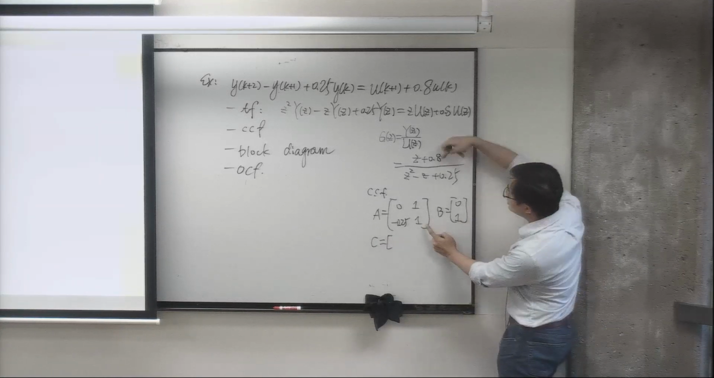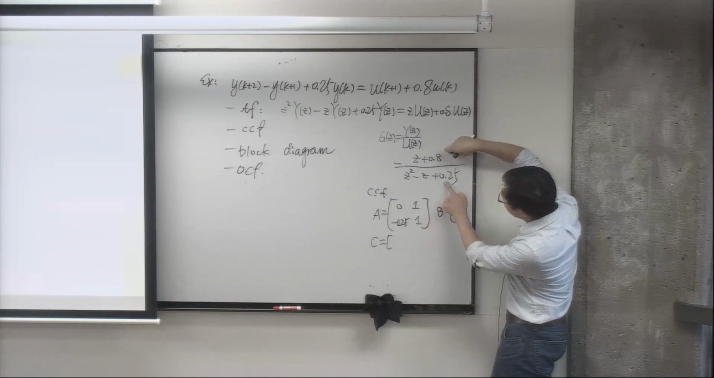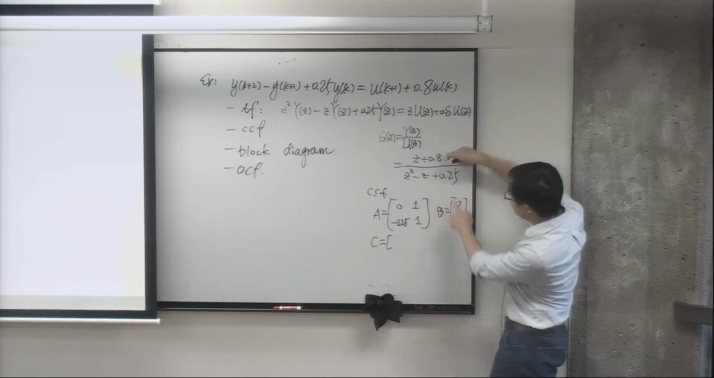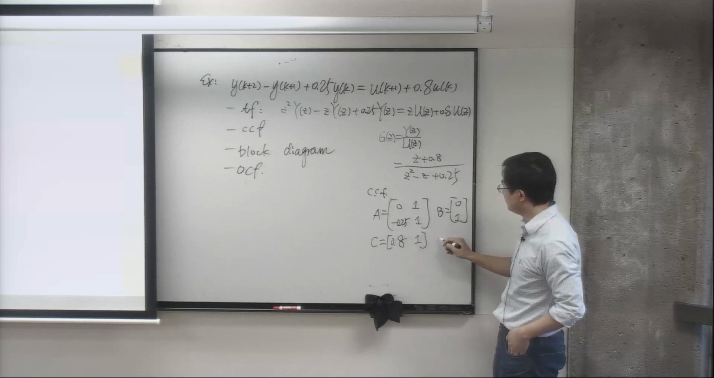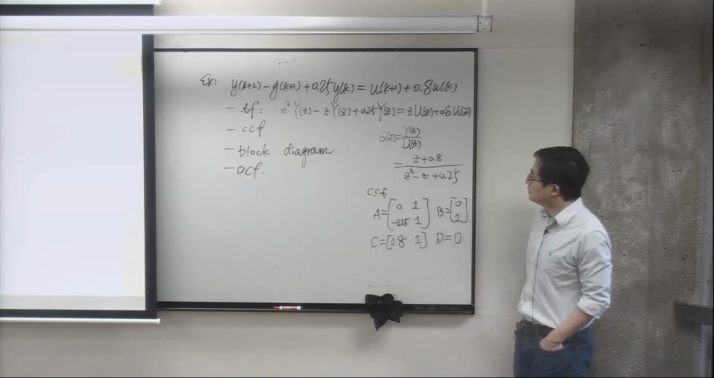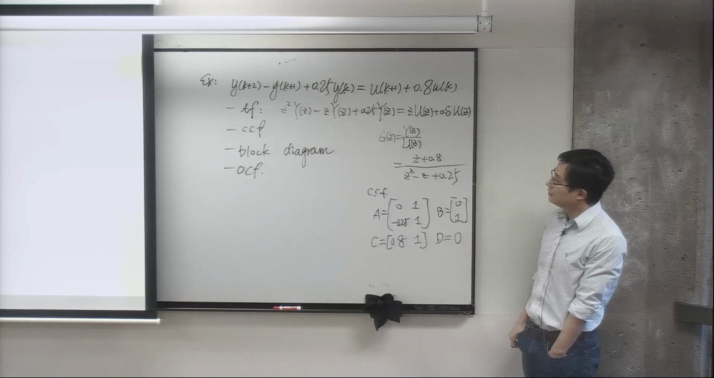C is what? I need to take a look at the coefficients on the top. 0.25 corresponds to 0.8, the position, so it's 0.8, and then 1. D is 0. That's the CCF.